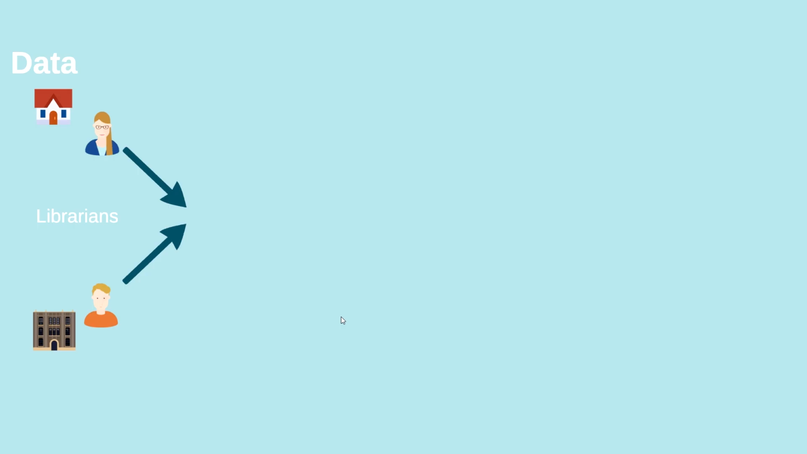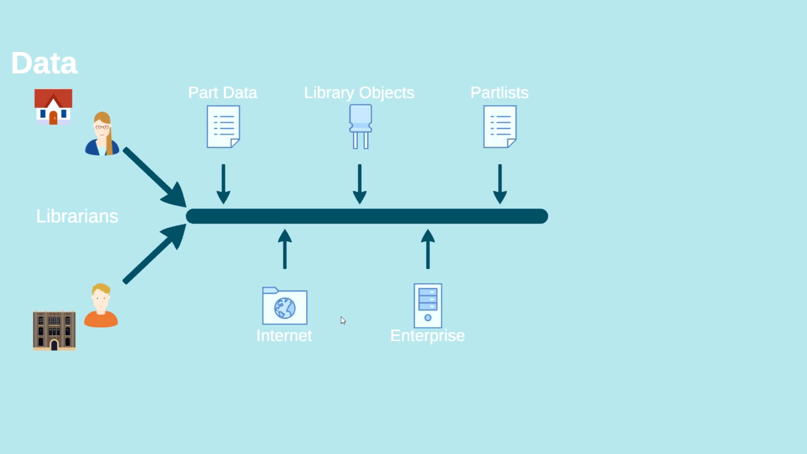All right, we've talked about the librarian space and their job in getting parts into the EDM library space. Eventually, we're going to need to add some additional information, part data, part list information, so where the parts are used, some internet information, so part databases that are online, or enterprise data, which could be internal databases for part information.